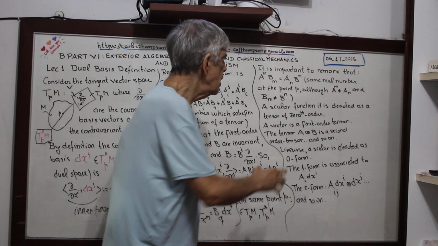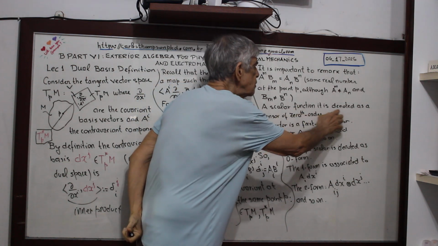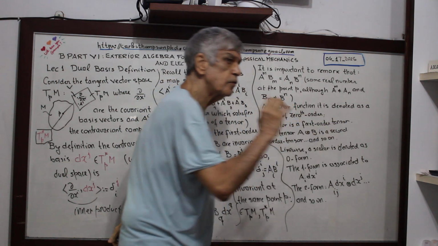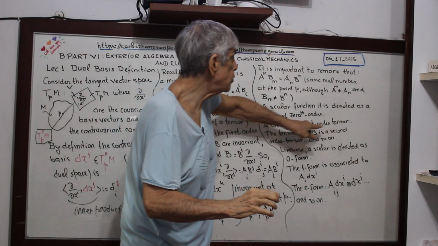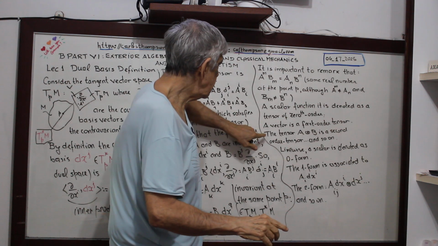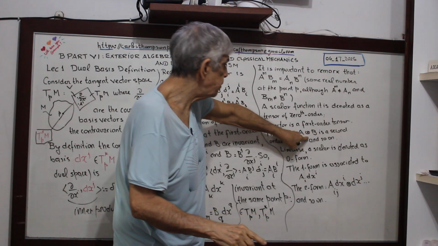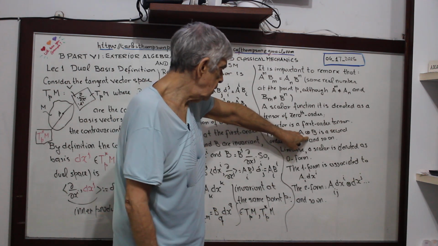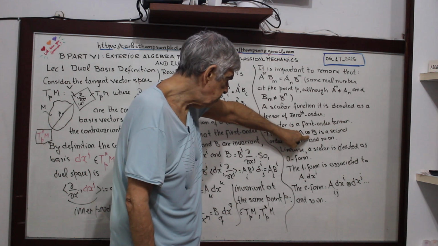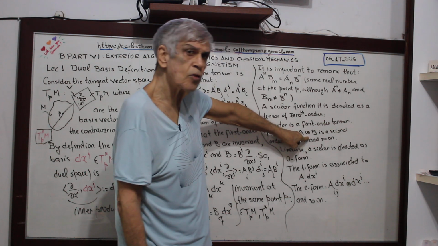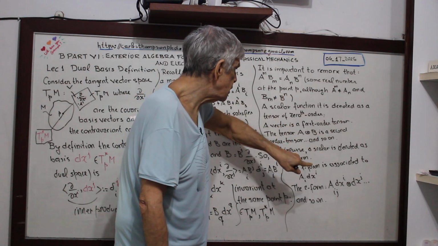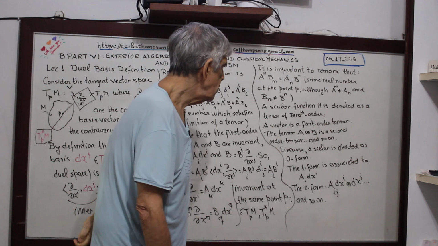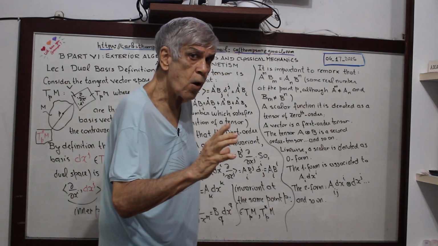See? So a scalar function, in general, is denoted as a tensor of zero order. A vector is a first order tensor, and a tensor product AB is a second order tensor, and so on. That's important.